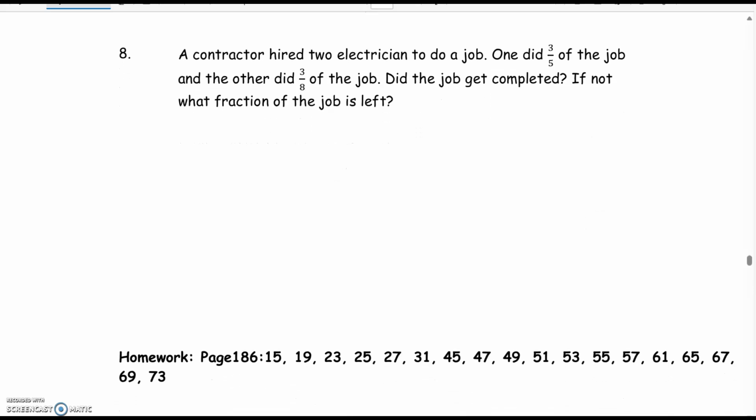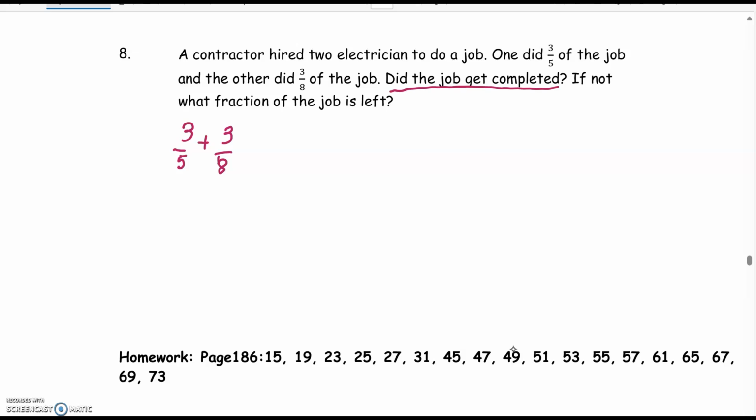A contractor hired 2 electricians to do a job. One did 3/5 of the job and the other did 3/8 of the job. So we're not talking about a quantity here, we're talking about the fraction of the job. Did the job get completed? Let's check. If one of them did 3/5, we add it to what the other person did, which is 3/8.